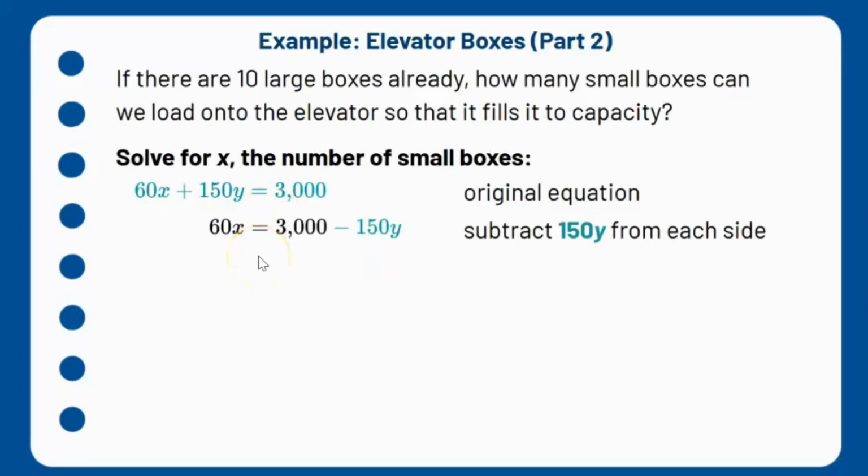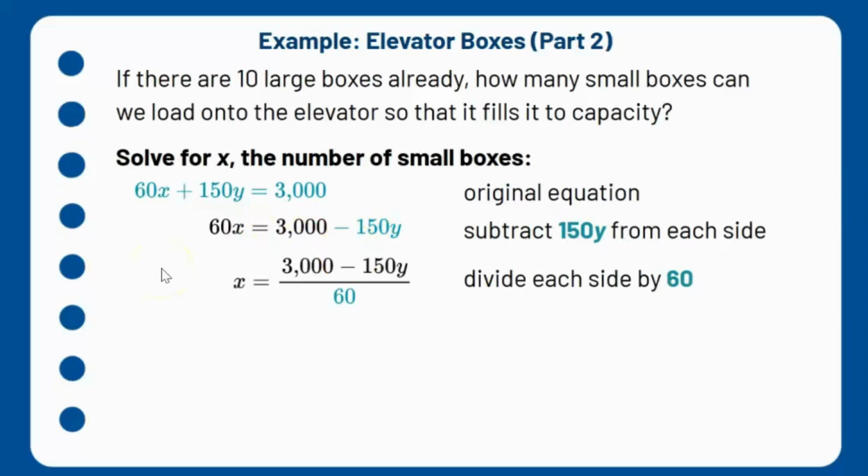Our first step to solve for X would be to subtract 150Y from both sides. Our last step would be to divide both sides by 60. Remember that a fraction is another way to express division. Our equation now is X = (3,000 - 150Y) / 60. This equation allows us to easily find the number of small boxes that can be loaded, X, by substituting any number in for the large boxes, Y.